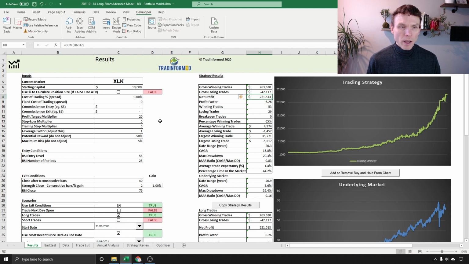Now I've got a few other things here. I've got a profit target. I'm using the ATR, the average true range, which is a profit target and stop loss that adjusts to volatility, it adjusts to market conditions. So you can see all the settings here. I've selected the ATR here.